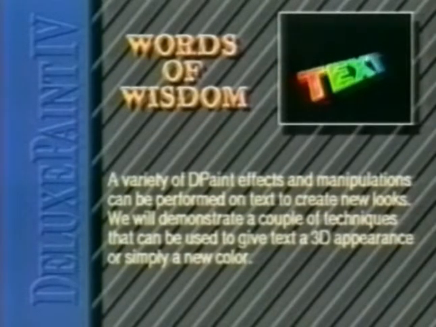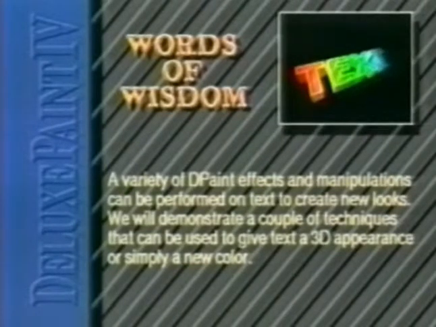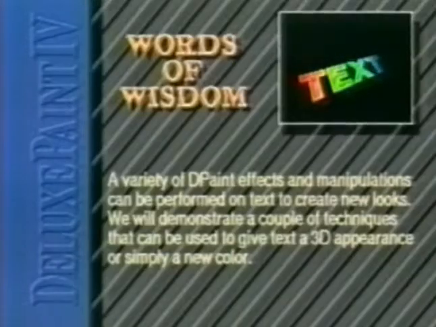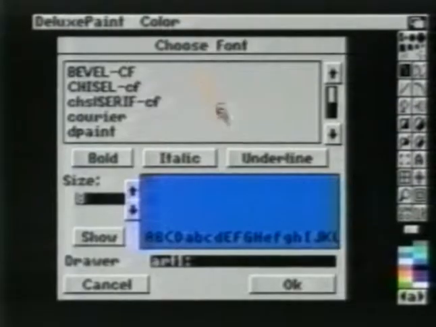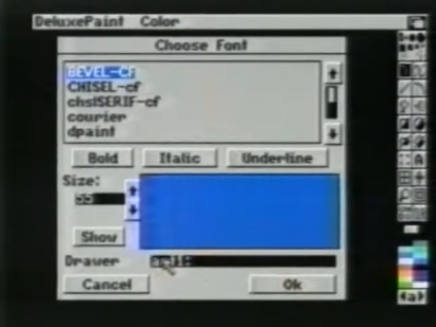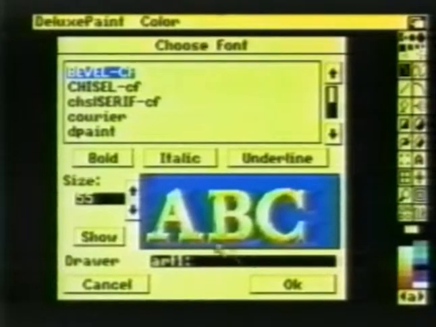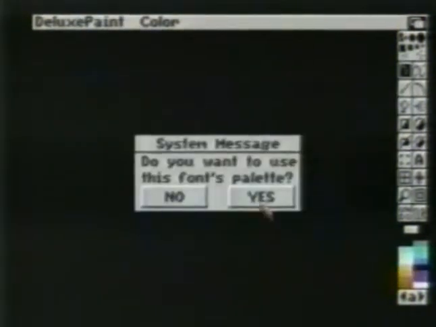A variety of D-Paint effects and manipulations can be performed on text to create new looks. Our first example will be to show how to combine two color fonts which normally use different color palettes on the same HAM screen. We'll use Bevel first and choose that font's palette. We'll simply type font 1 for this example.